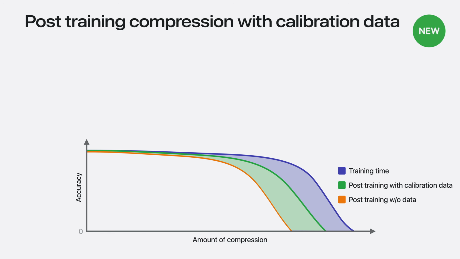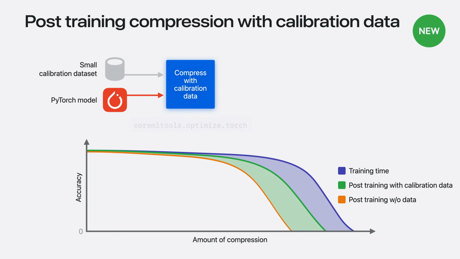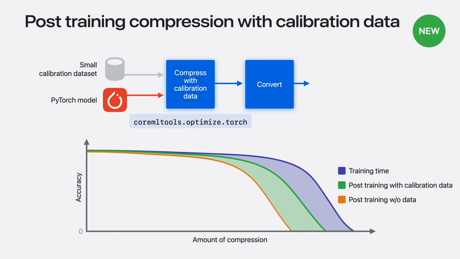It offers a trade-off that is in between the data-free and fine-tuning approaches. In this case, a limited amount of data is needed to calibrate the model compression. Fine-tuning is not required at all, making it easier to set up and take less time. With new APIs introduced in CoreMLTools.optimize this year, you can very easily perform this workflow. Let's understand this with an example.